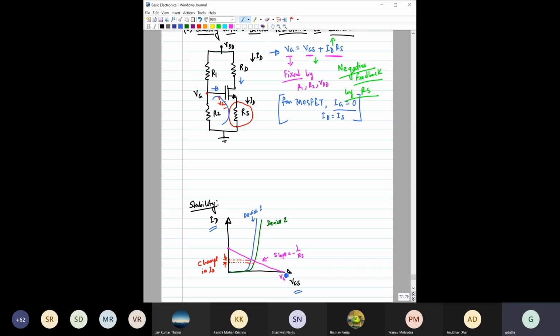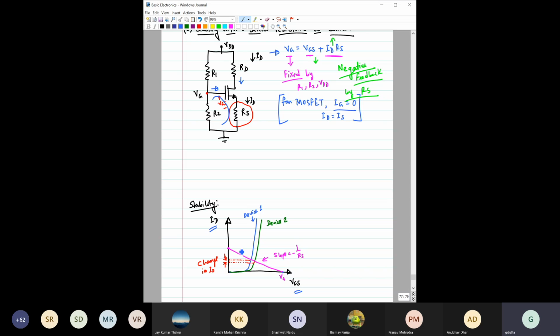How can you find it out? We have to draw a load line again. So draw a load line, right? So this would be the load line from this equation. See, this is VG and this would be one current. You can find it out, and the slope of this line would be dependent on this RS value only, the resistance value only, right?